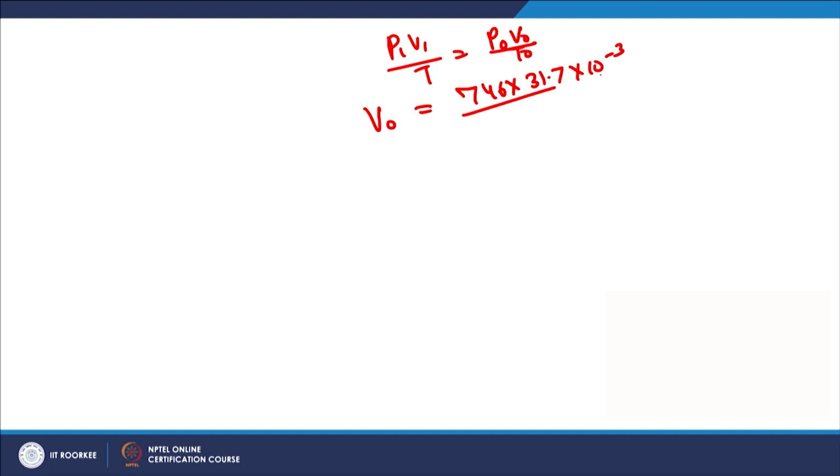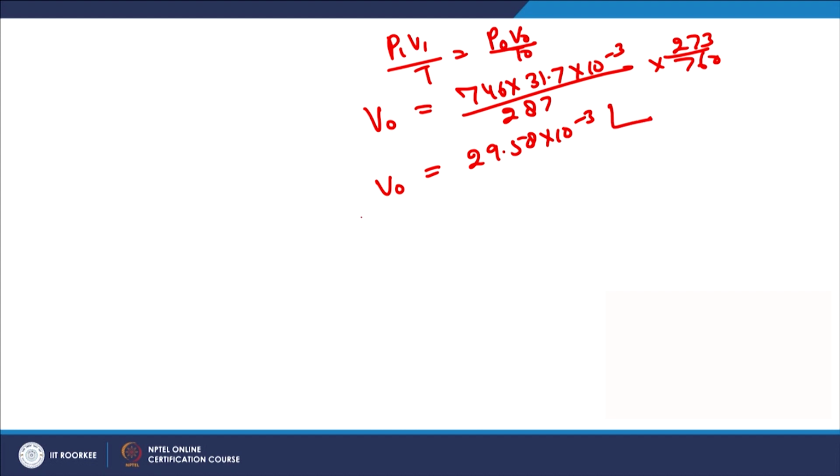Now let us take our combined gas formula. P1 V1 upon T1 is equal to P naught V naught upon T naught. So we need to calculate the V naught. So 746 into 31.7 into 10 to the power minus 3 divided by 287 into 273 upon 760. So V naught is equal to 29.58 into 10 to the power minus 3 liter.